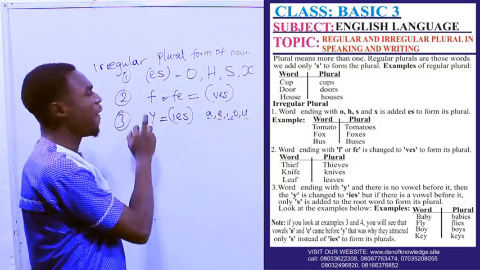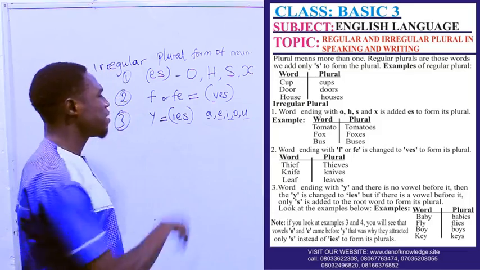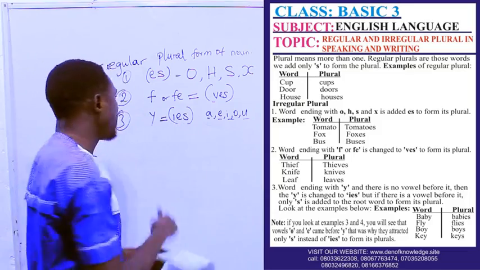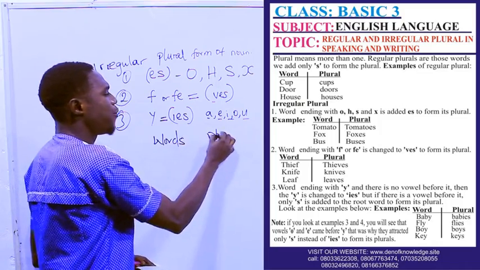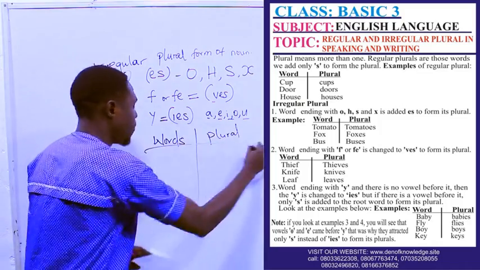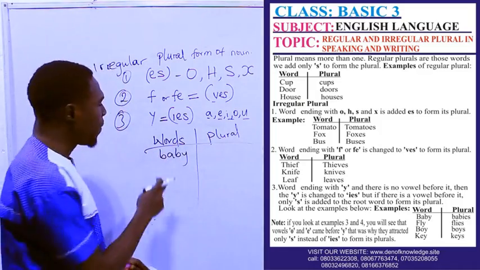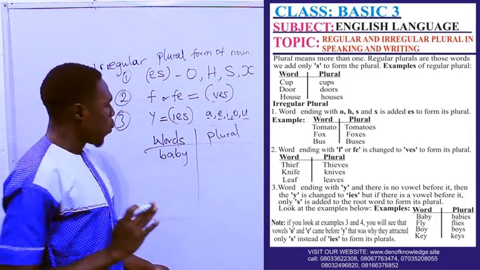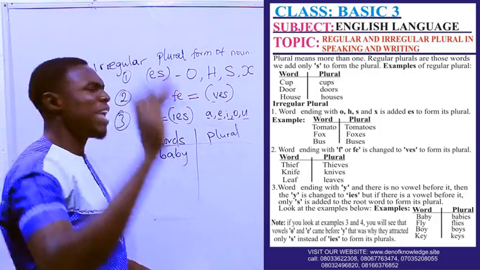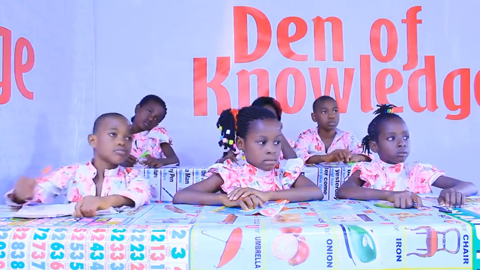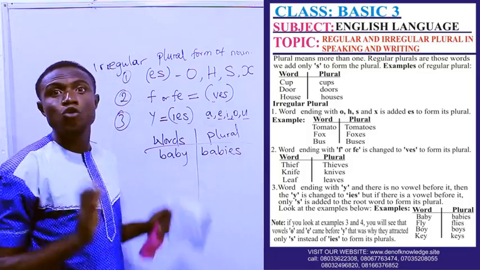But if it is not a vowel, if it is a consonant, you remove the Y and put IES. Example, let's look at words and their plural form. We have baby. Baby ends with Y. Which letter comes before Y? B. B is a consonant. Remove Y, then you put IES. It becomes babies. You are right.